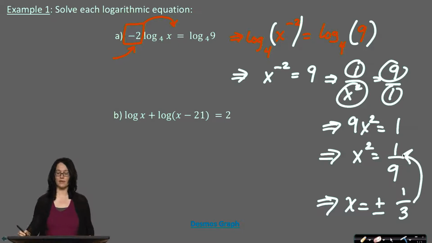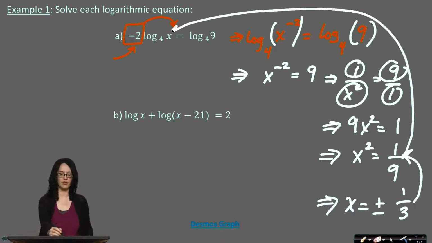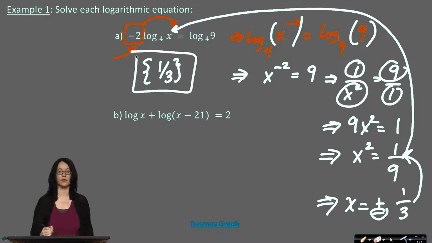But do they satisfy the input requirements of the original arguments? The original argument was x on the left side of the equation. So could x be a negative 1/3? No, in this case the argument, x, has to be greater than 0. So the negative would not work. But could x be positive 1/3? You betcha, that's bigger than 0. So my solution set would only have positive 1/3 as the answer there. Go ahead and try the second one, part B, on your own. See which type it is and if you can execute it correctly.